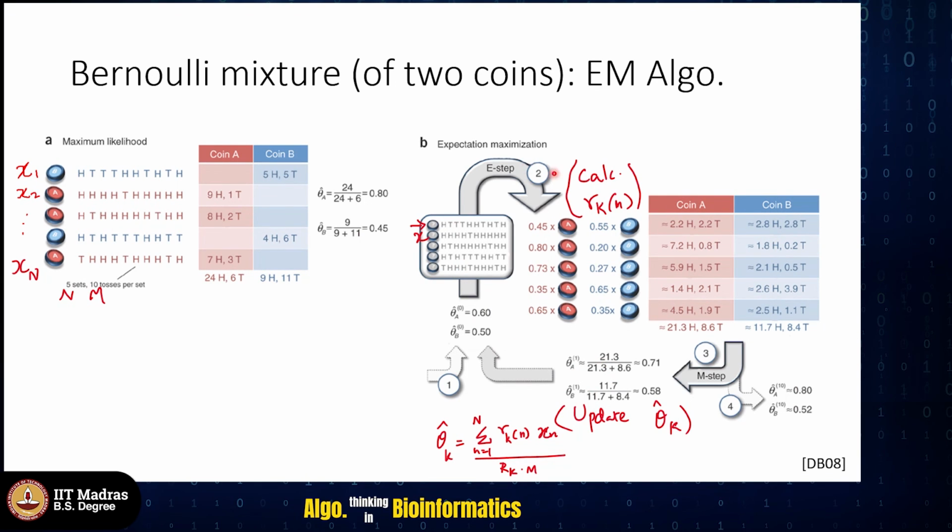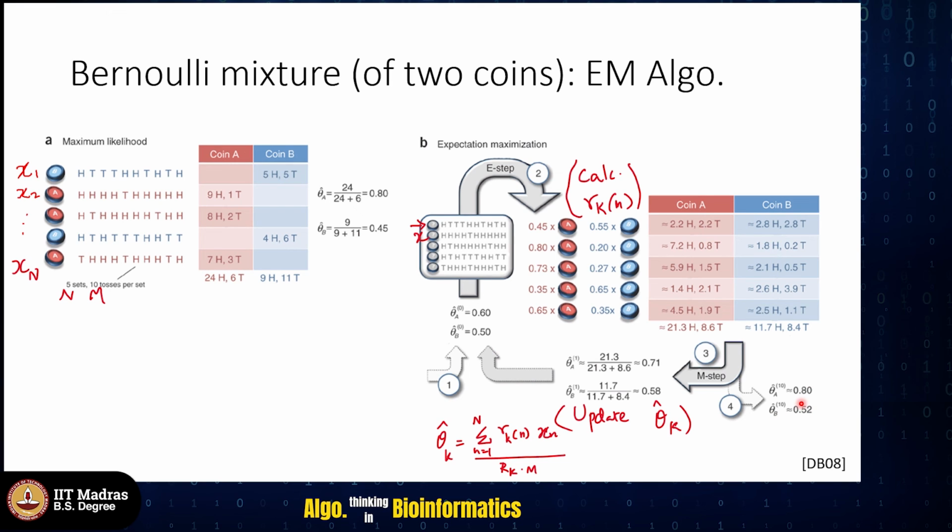And then you repeat this step using this 0.71 and 0.58, you recalculate your rk of n, you re-update your theta hat of k, and then you keep on doing it, and that is this M step. But at some point you are going to stop and say that I have converged, and you converge to values of 0.80 and 0.52. So, that is the maximum likelihood estimate of the probability of coin 1 or A coming up heads, that is 0.80, and the probability of B coming up heads is 0.52.